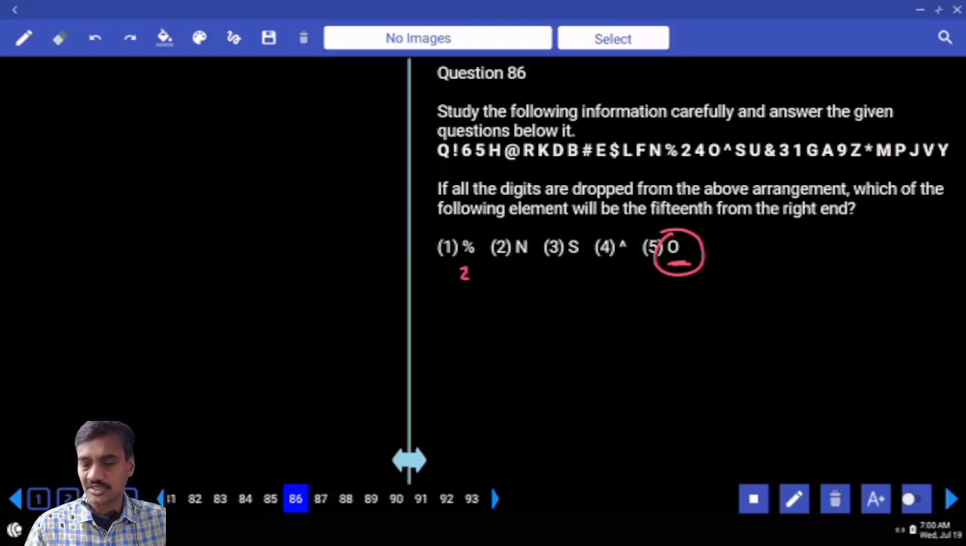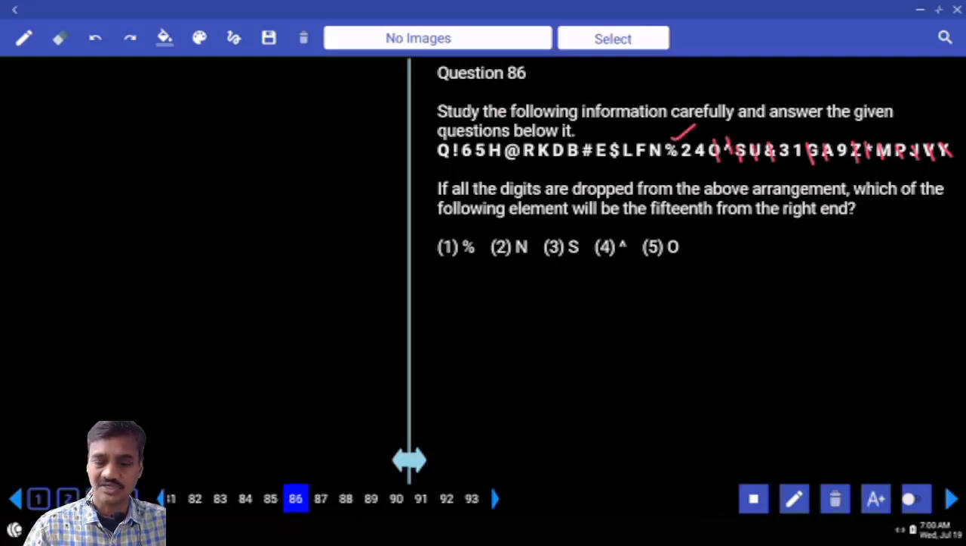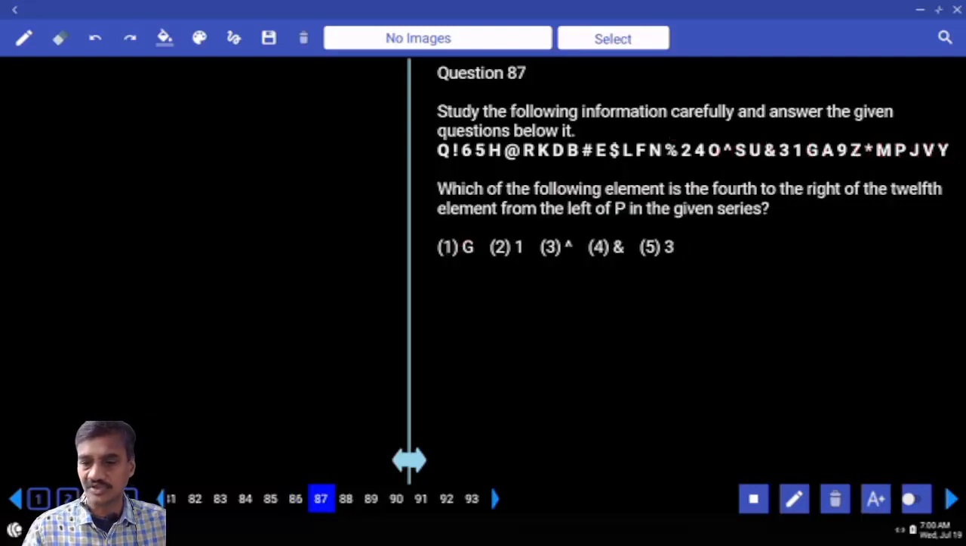And 86, if all the digits are dropped from the above arrangement, which of the following elements will be 15th from the right? Now 15th from the right without the digits. 1, 2, 3, 4, 5, 6, 7, 8, 9, 10, 11, 12, 13, 14 and 15. What is the answer here? Percentage, that is the choice.